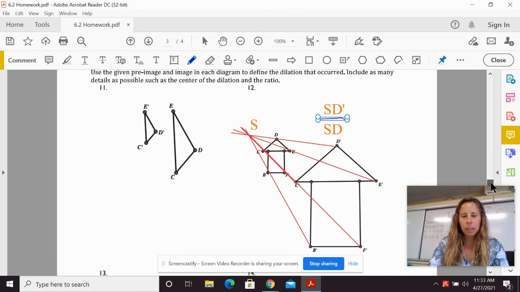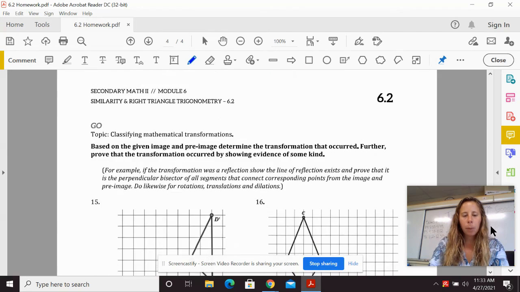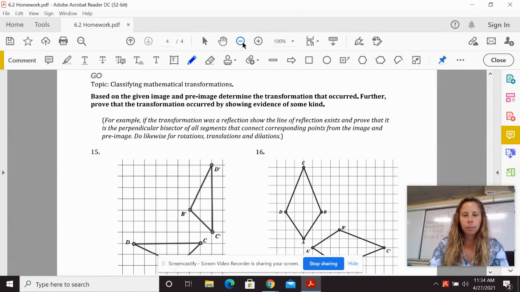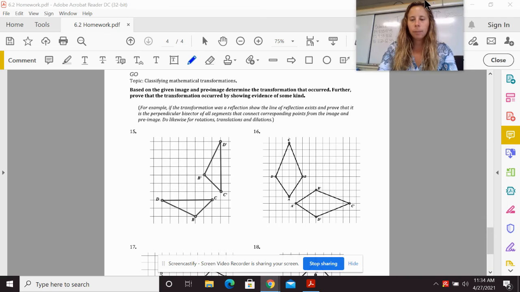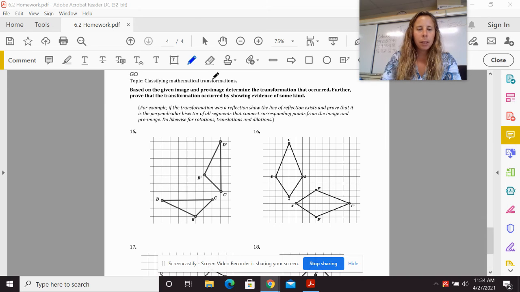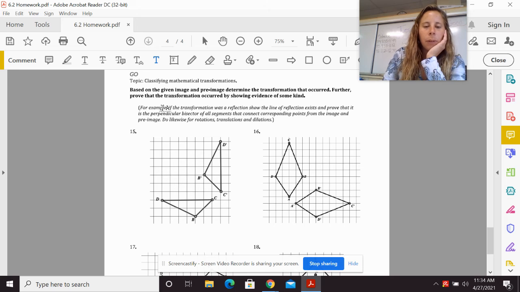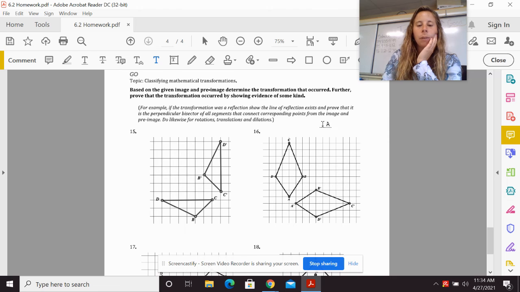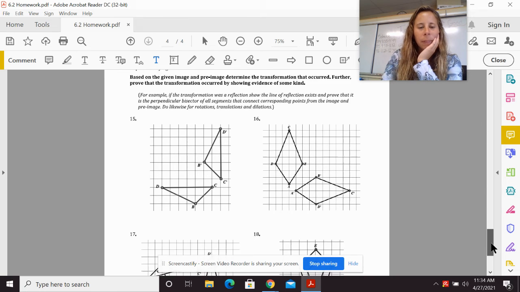All right, so you're doing the distances. Then the last part of your homework. Based on the given image and pre-image, determine the transformation that occurred. Further, prove that the transformation occurred by showing evidence of some kind. For example, if the transformation was a reflection, show the line of reflection exists, and prove that it is the perpendicular bisector of all segments that connect corresponding points from the pre-image and the image. Jeez, okay.